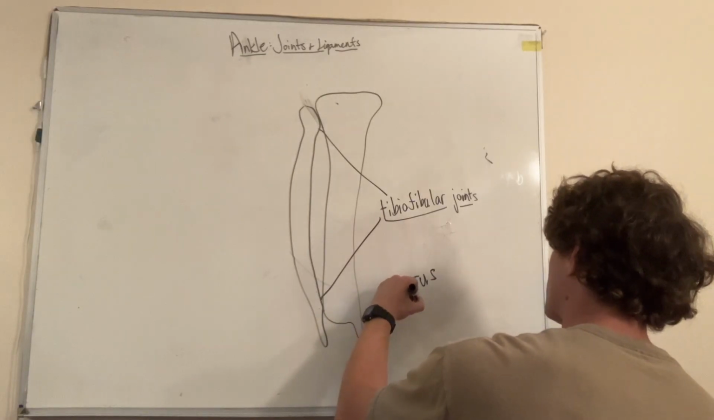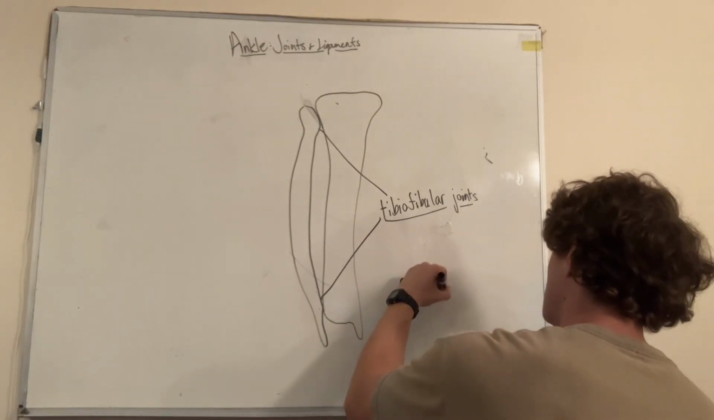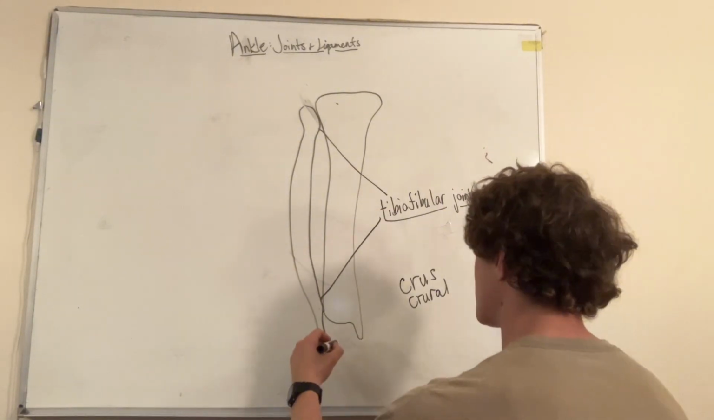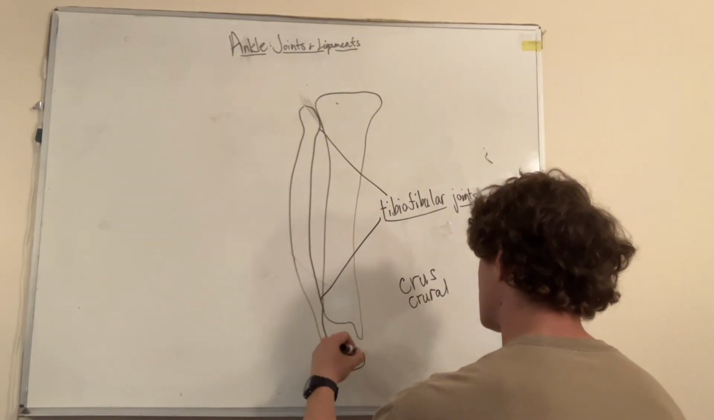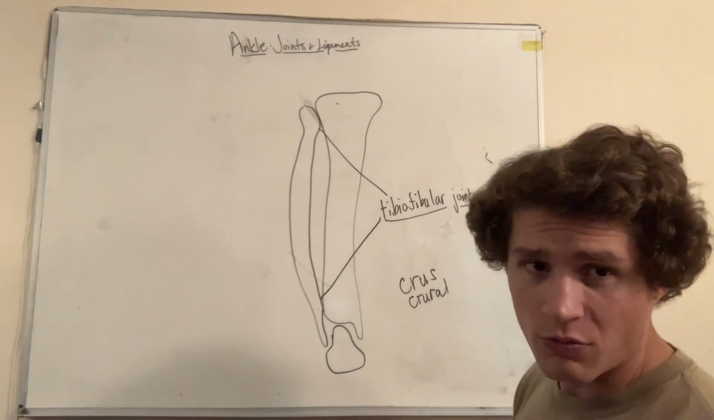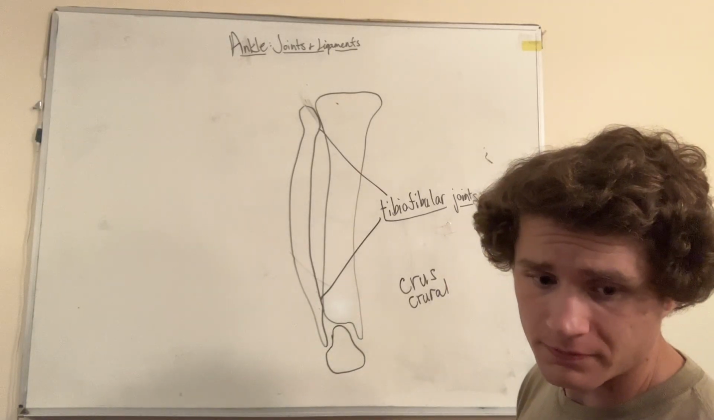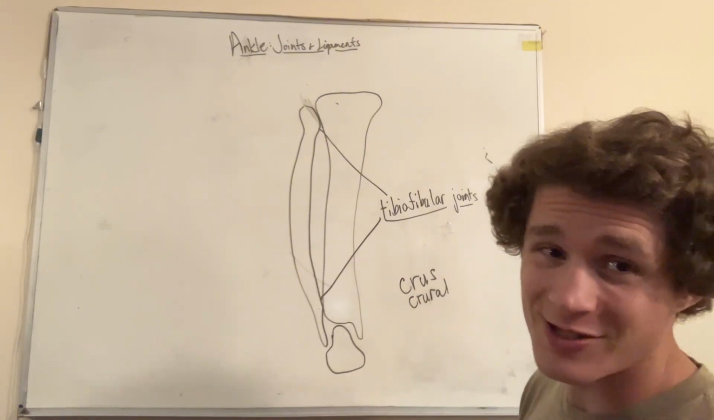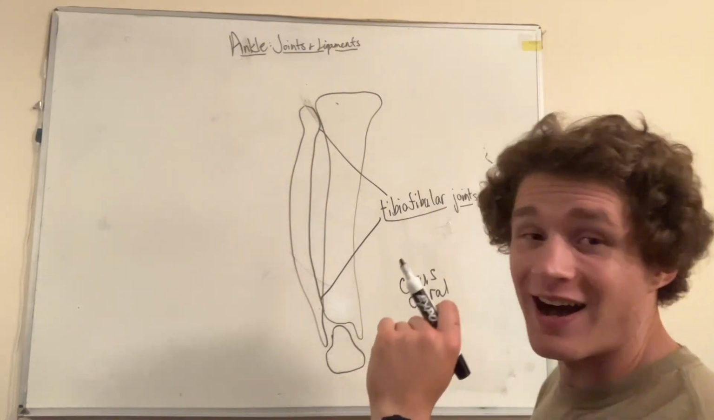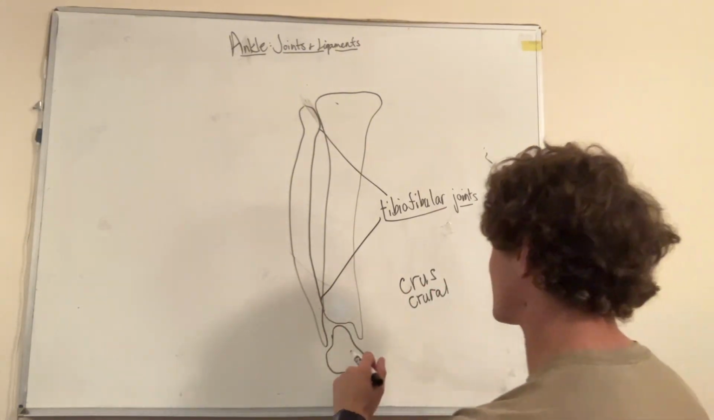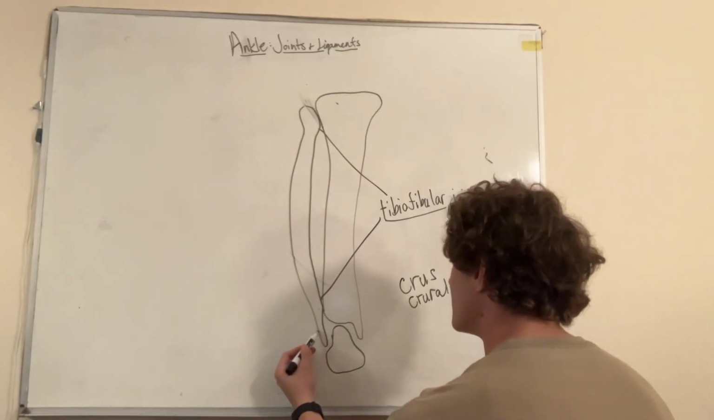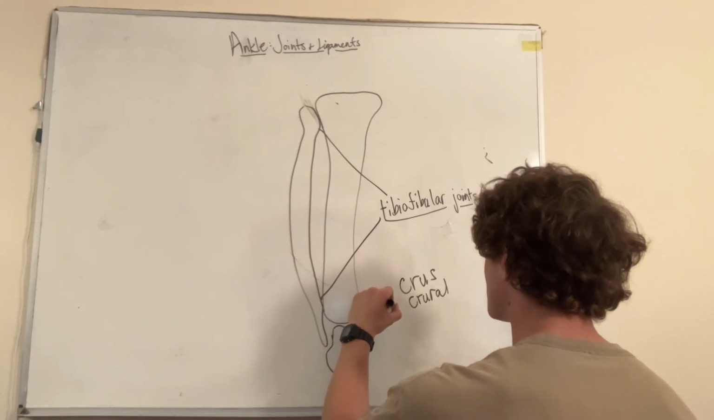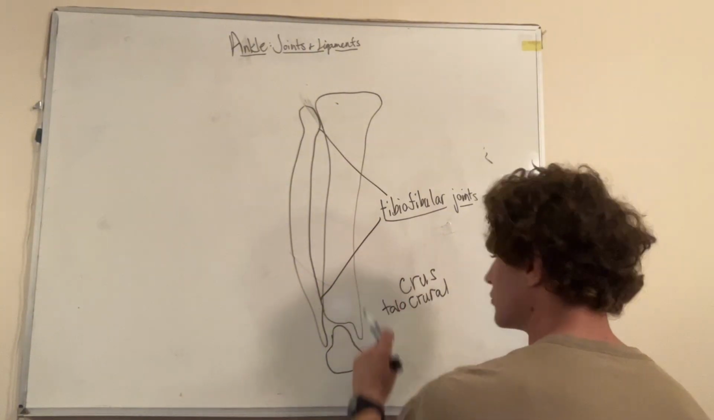Crus, or crural, refers to the lower leg. And so this joint that consists of the talus, one of our tarsals, involves our talus and both the fibula and the tibia, and therefore we call it the talocrural joint.